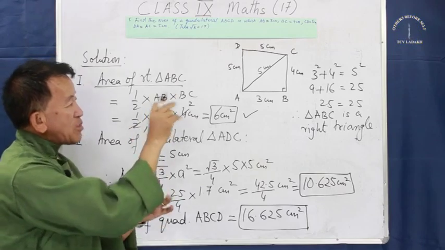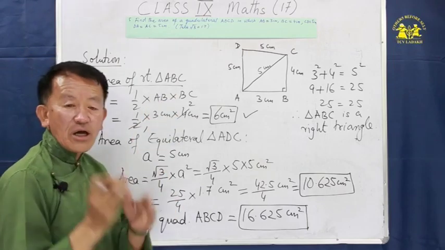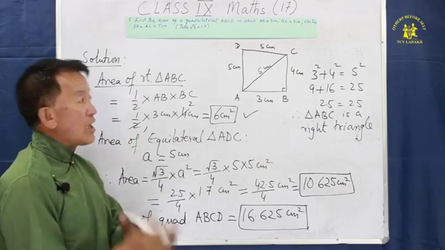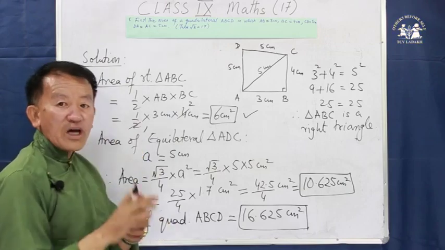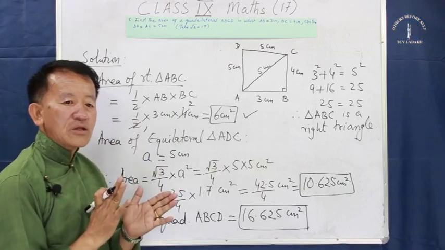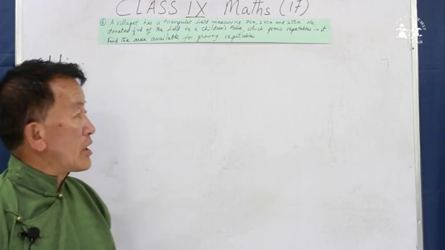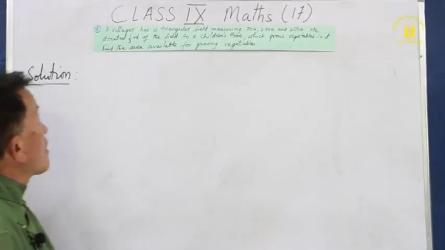So this question demands two different concepts, the Pythagoras theorem as well as a specific formula to find the area of an equilateral triangle. Okay, now the last question, problem number 6.